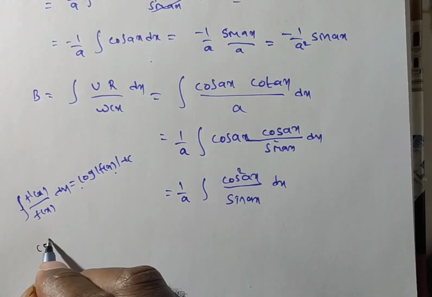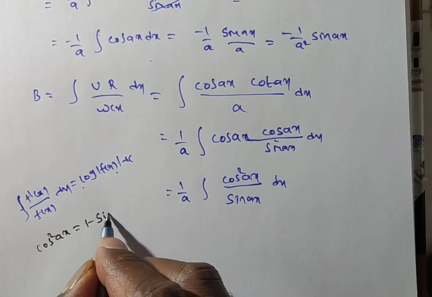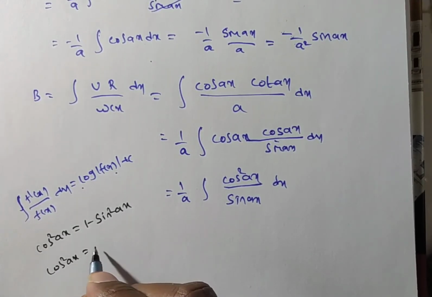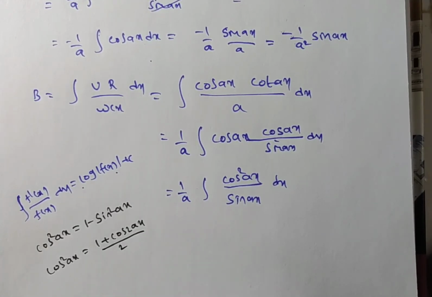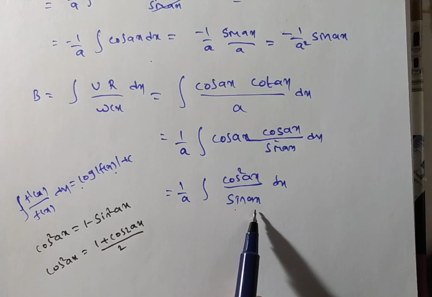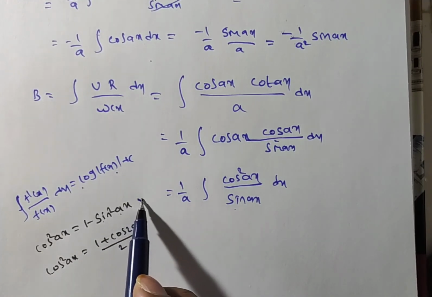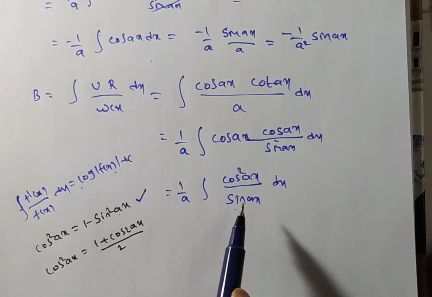So is there any relation between cos square ax and sin? You have two formulas. Cos square ax you can write as 1 minus sin square ax. This is one formula. Another formula is also there: cos square ax can be written as 1 plus cos 2ax by 2. But between these two formulas, you have to decide which one to take. See, what do I have in the denominator? Sin ax. Here you have a sin square ax term, so yes, you can take this one. Verify whether this formula can be applicable or not in this case.